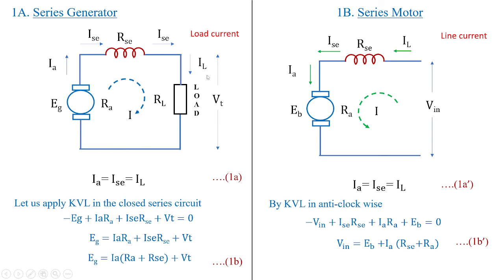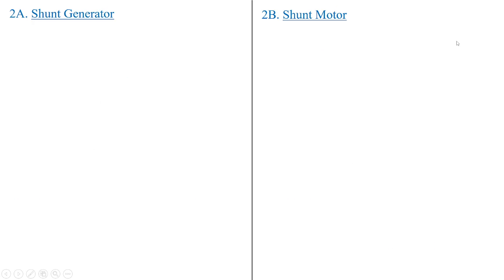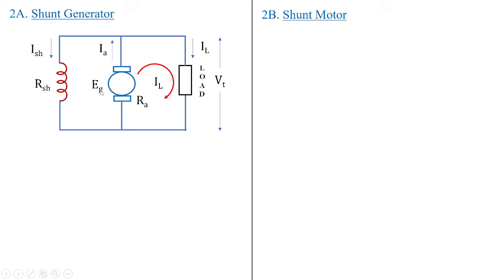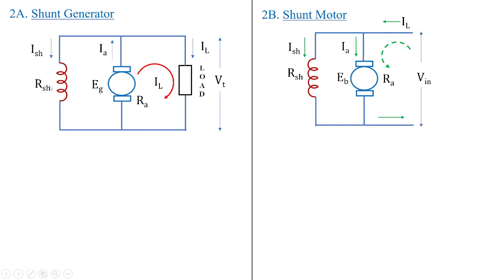What you need to keep in mind is that in the case of a generator, IL is treated as the load current, whereas in the case of a motor, IL is treated as the line current. Now when you look into the shunt generator, you can see EG is developing its voltage and delivering the current IA to the parallel paths, that is the shunt field path as well as the load path. So the EG voltage delivers its current to both these parallel circuits: one is the load and the other is the shunt field winding.